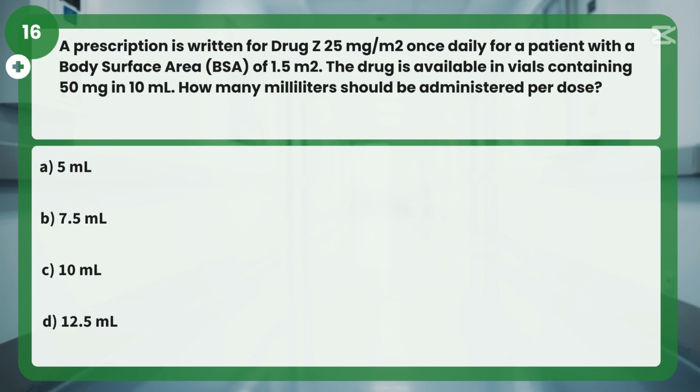Question 16. A prescription is written for drug C 25 mg per square meter once daily for a patient with a body surface area, BSA, of 1.5 square meters. The drug is available in vials containing 50 mg in 10 milliliters. How many milliliters should be administered per dose? A. 5 milliliters. B. 7.5 milliliters. C. 10 milliliters. D. 12.5 milliliters.